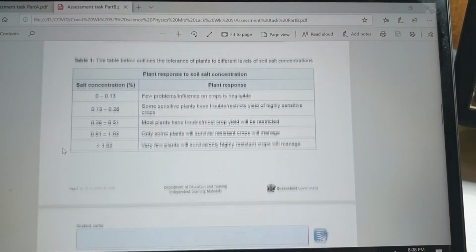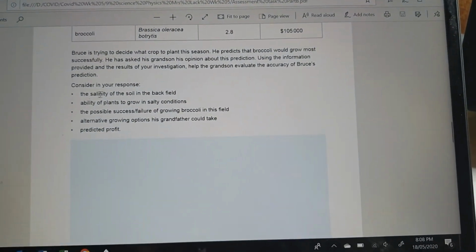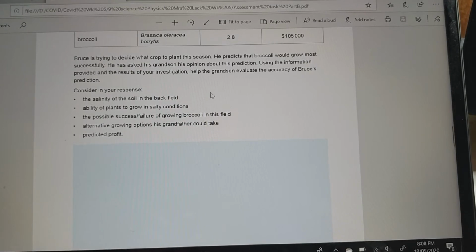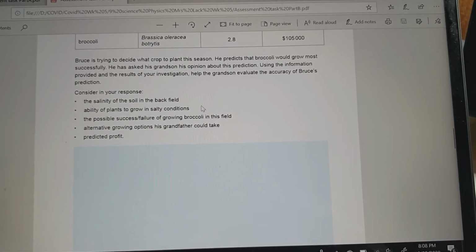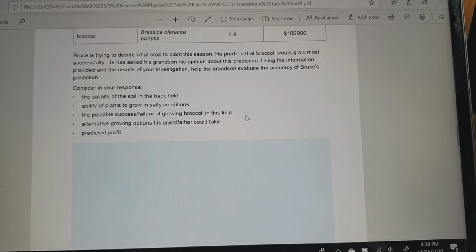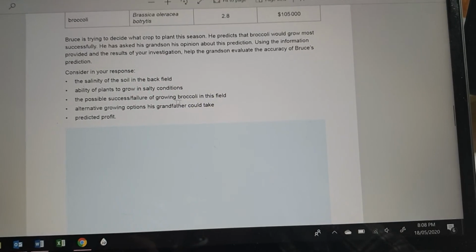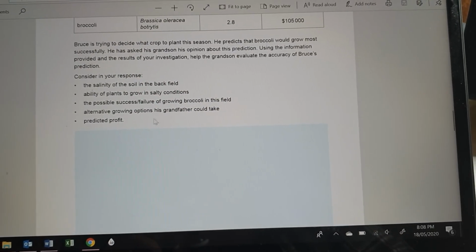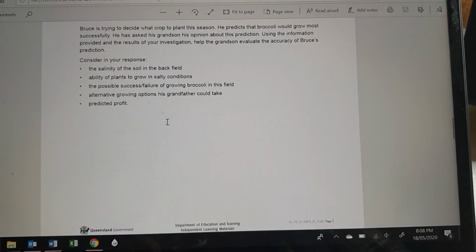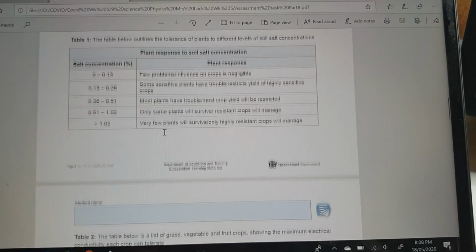Right, so then you need to make some recommendations. You will have considered the salinity in your table and the ability of the plants to grow in that. You'll have a look particularly at broccoli because that's what Bruce is talking about growing. And then you look at the other options and you will make some recommendations about what would be the best crops to grow. Right, and then they've got a whole heap of blank space there, but you can just do it on ordinary paper.